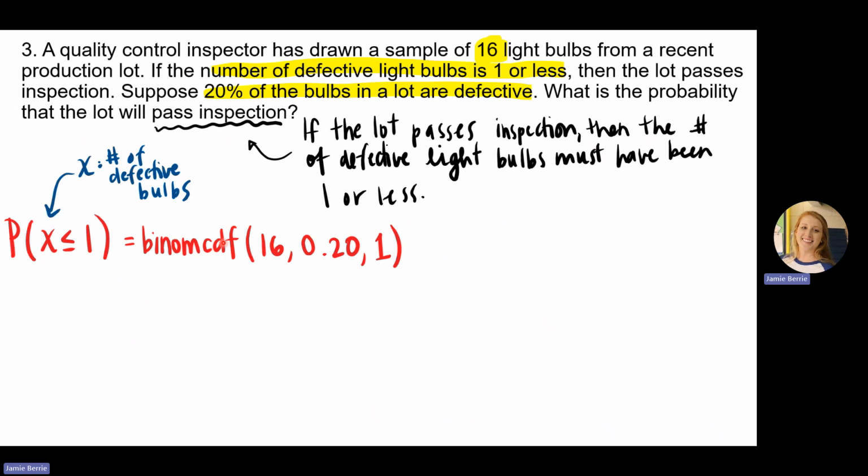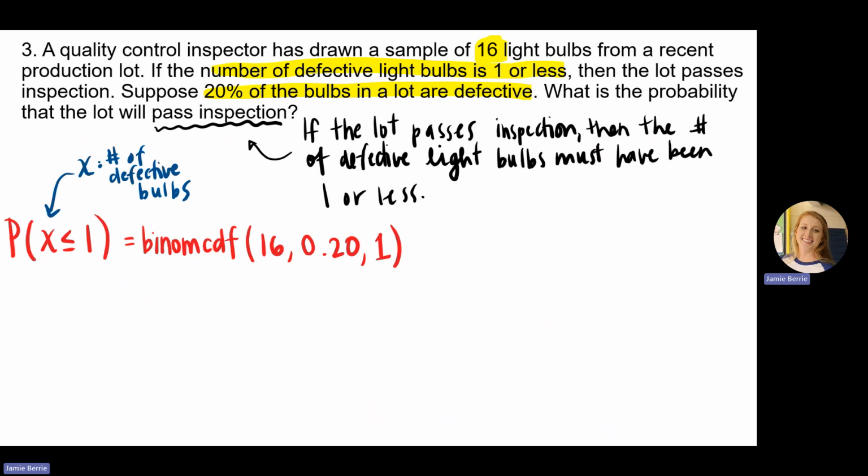Number of trials is 16. We're looking at those 16 light bulbs. 20% of them are defective, and we're looking for the probability that X is 1 or less. So the CDF is going to tell it to look at the probability that it's this number or less. That's built into the calculator.